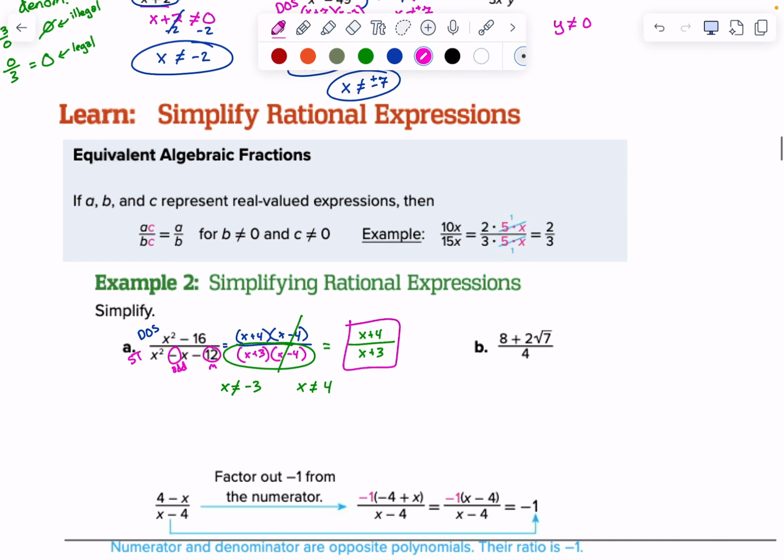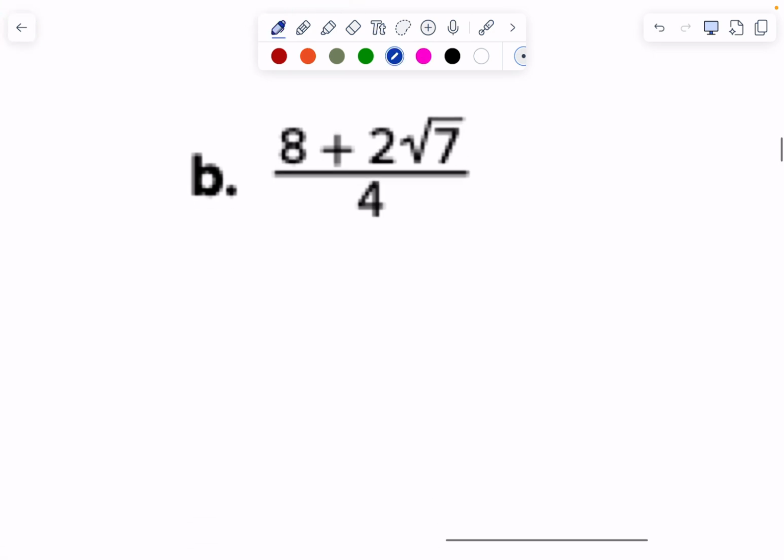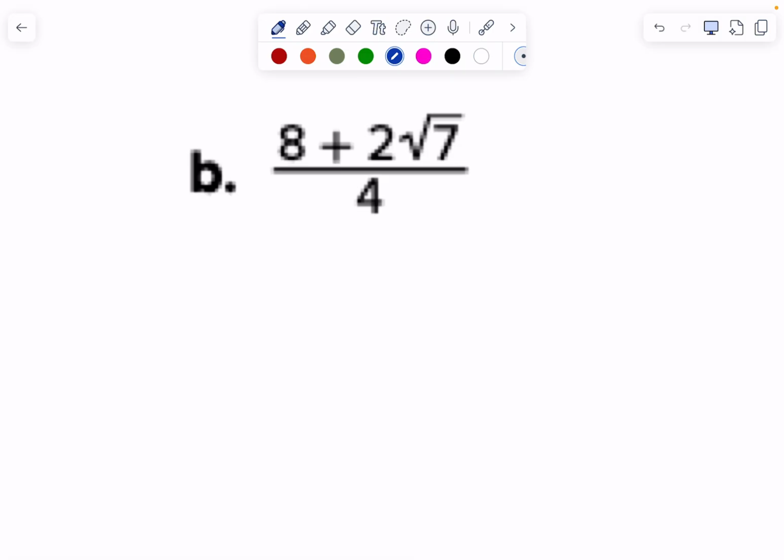All right, B. Can we take a 4 out? I don't even have any variables, but they want us to simplify, right? Can you divide by 2? Okay. So can we just plug it into our calculator? Nah, they don't want us to evaluate the square root of 7. They want us to simplify. So pull it out. This means 8 over 4 plus 2 square roots of 7 over 4.